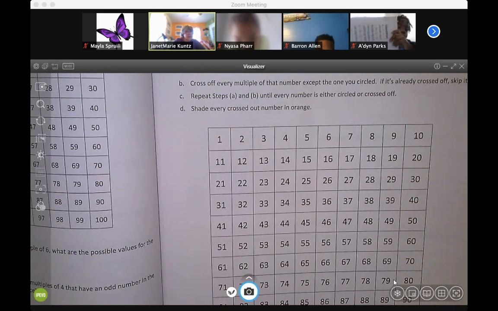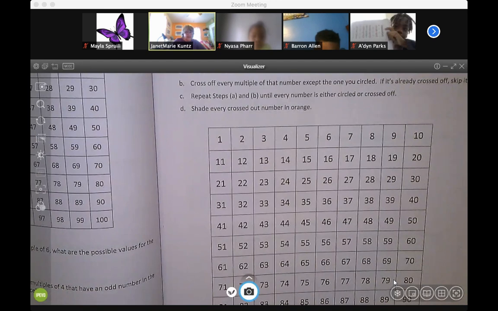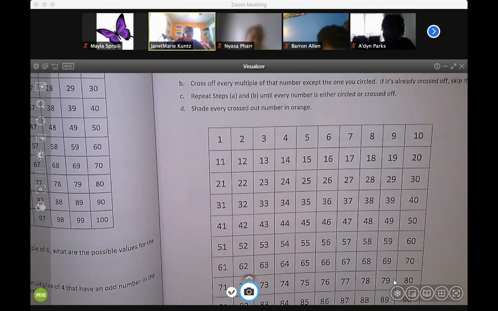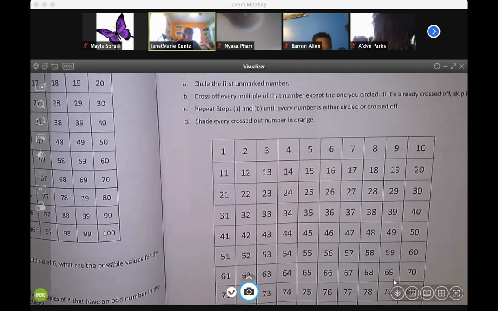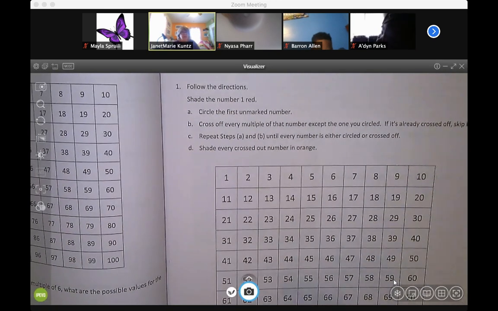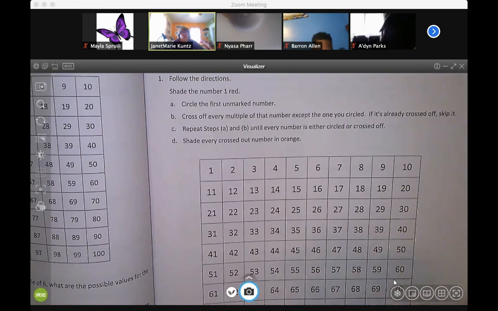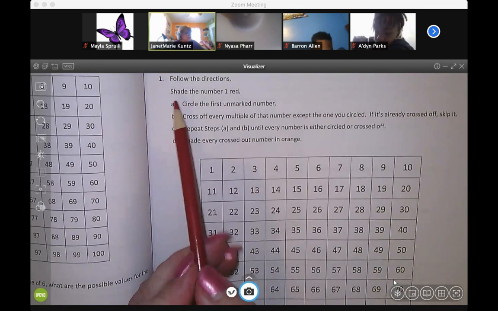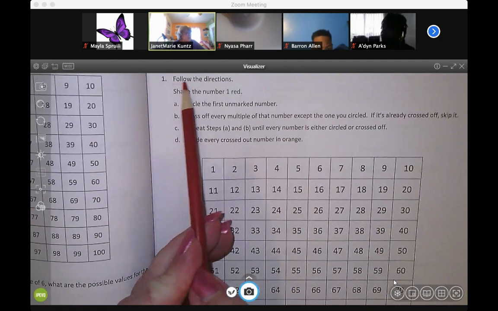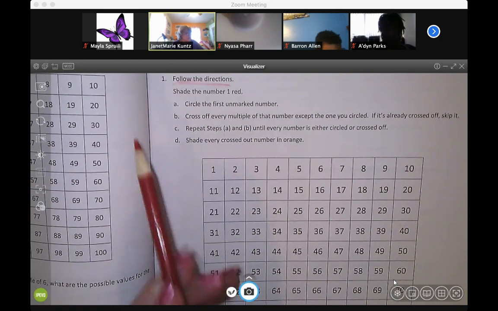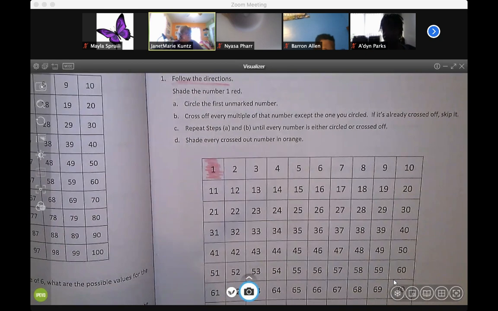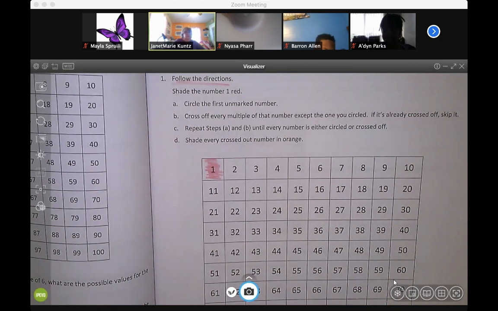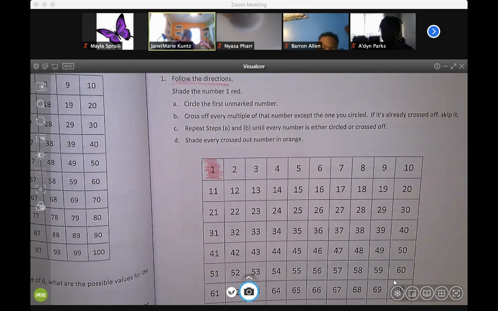Now, the biggest thing about doing this is you need to make sure that you're following the instructions. So the very first thing it says to do is follow the directions, right? And it says shade the number 1 in red. All right. Then I want you guys to do the rest of this. Hopefully you have your books.